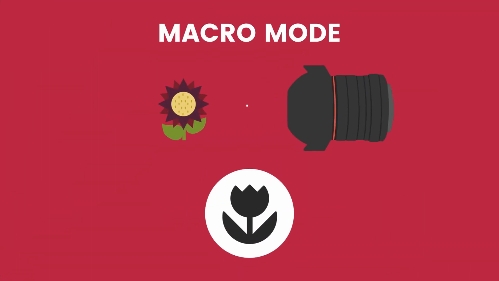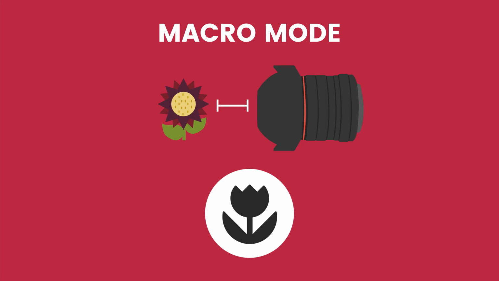Macro mode. Generally speaking, the macro mode will let you move closer to the subject you are shooting. Like in portrait mode, you will get a shallow depth of field to bring out your main subject. For real close-up, good-looking macro shots, you will want to buy a specialized macro lens though.